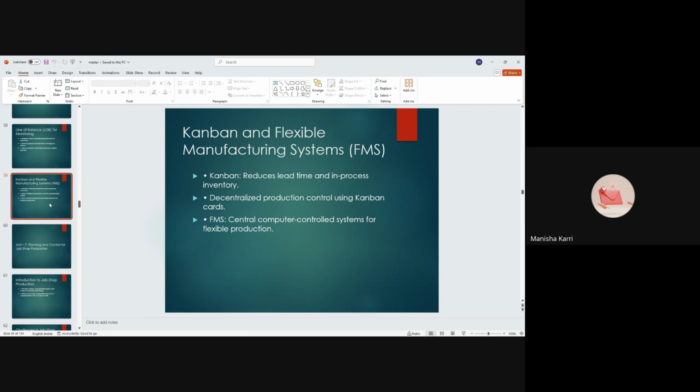So FMS is a computer control system that allows flexible and efficient production of multiple products by easily adapting machines and schedules. So together, Kanban and FMS help improve production efficiency and responsiveness, and flexibility in manufacturing environments.